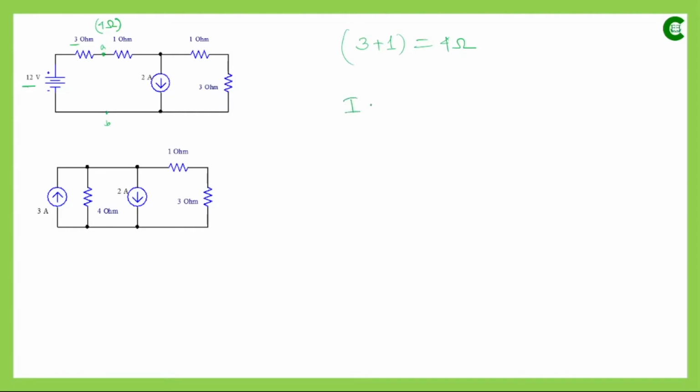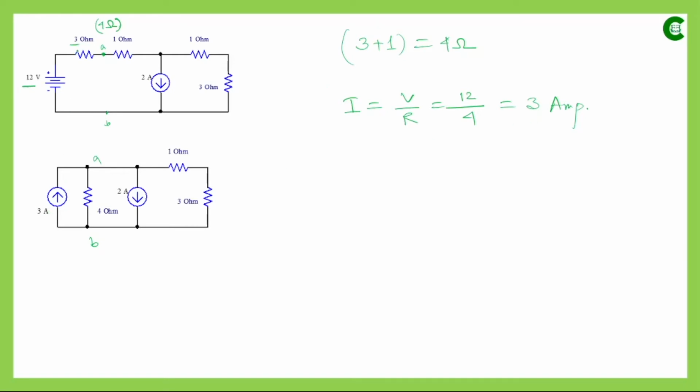The current value of that current source will be 12 volt divided by 4 ohms, so it will be 3 ampere, and that's what has been drawn here in this circuit. 3 ampere between these two terminals, and these two terminals mean again A and B. So between these two terminals this 12 volt will be converted into a current source of 3 ampere, and that's what has been drawn here.